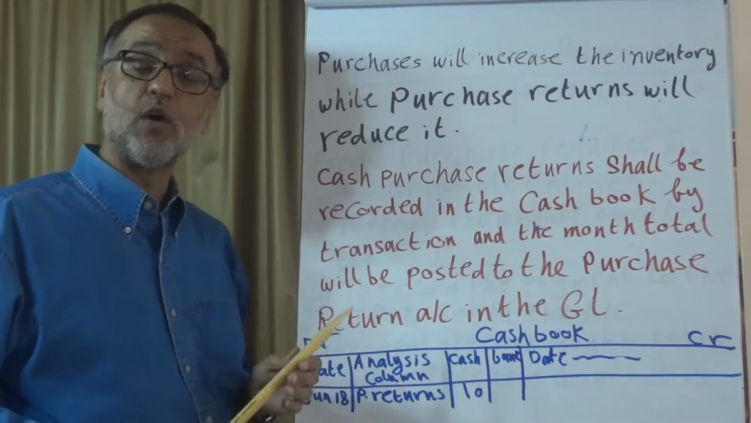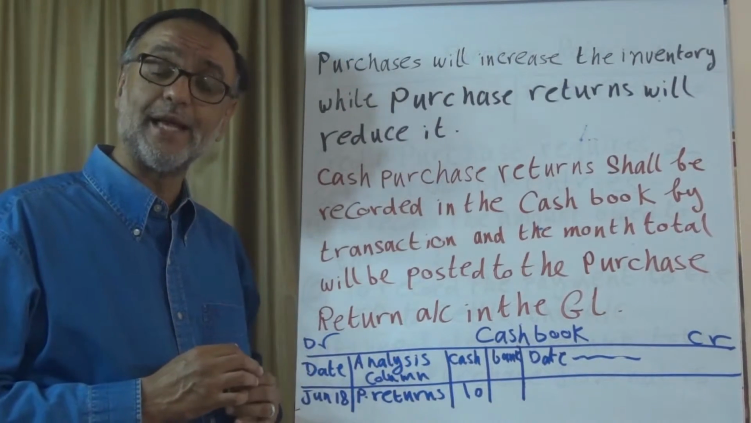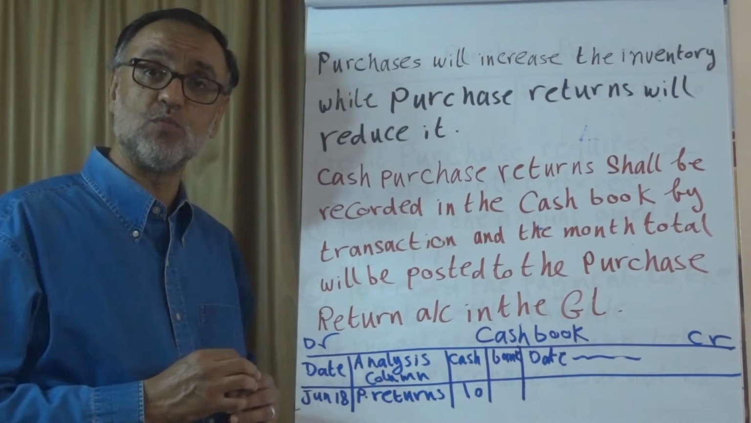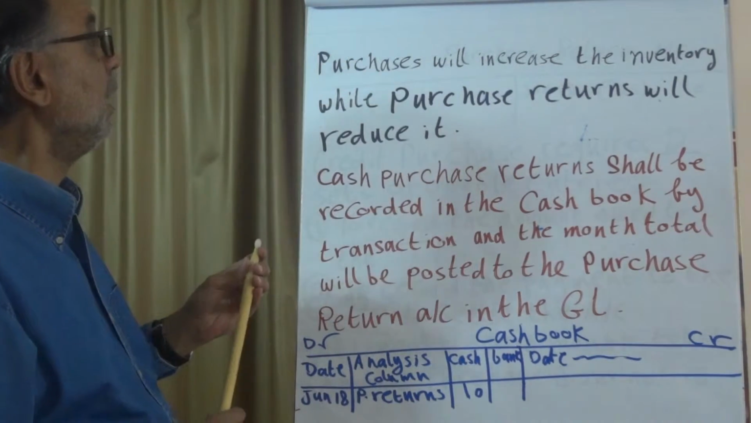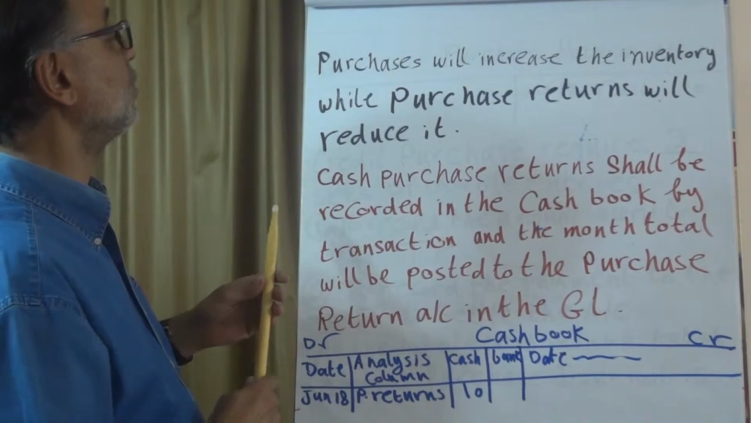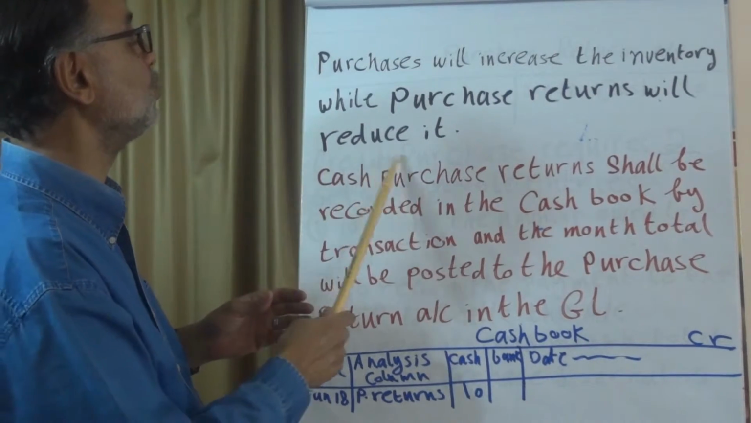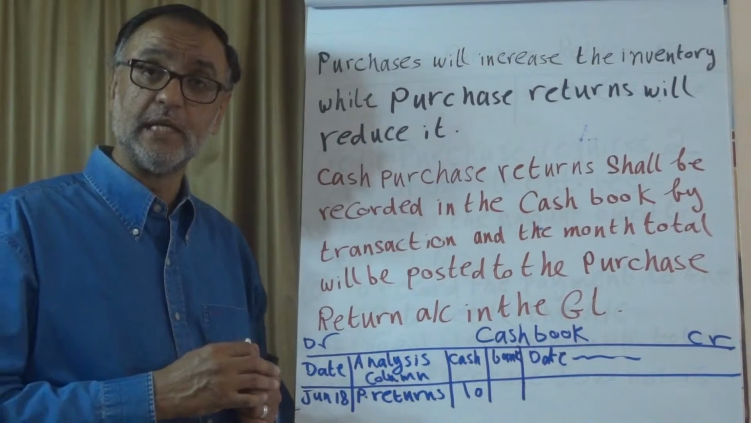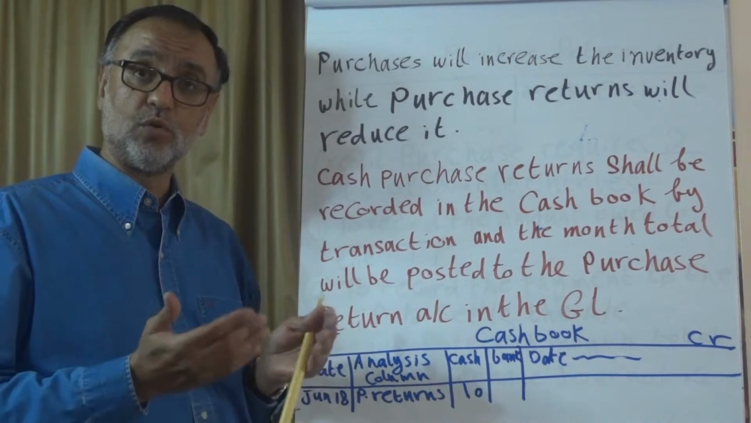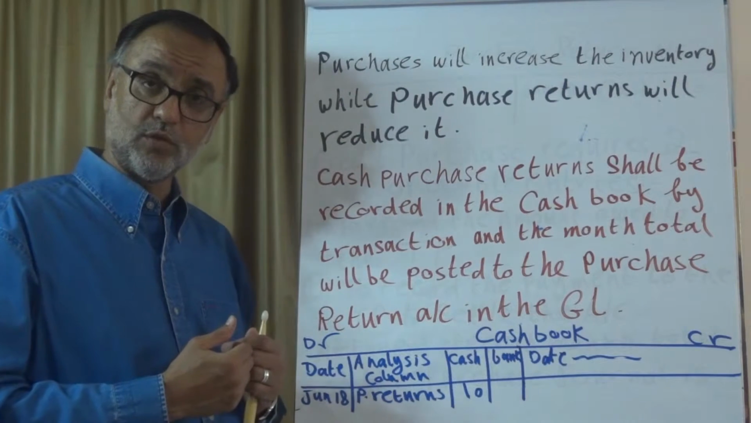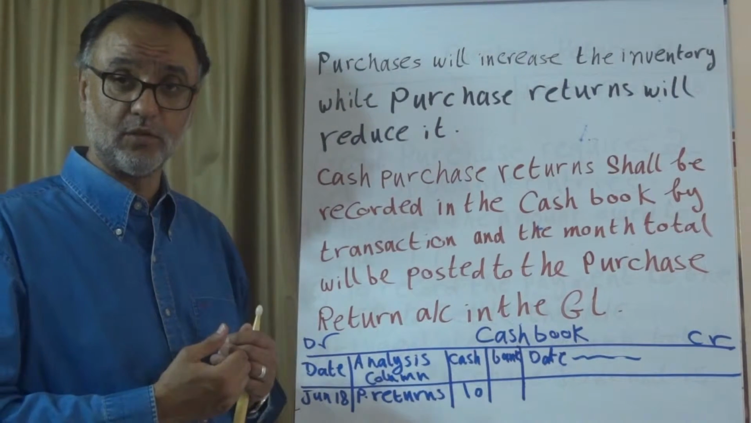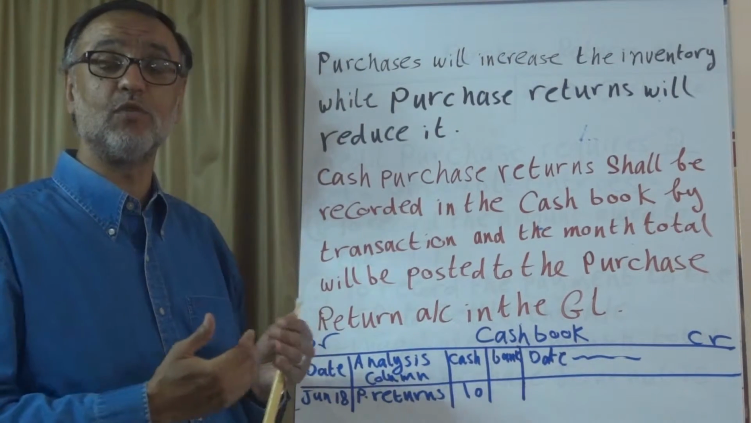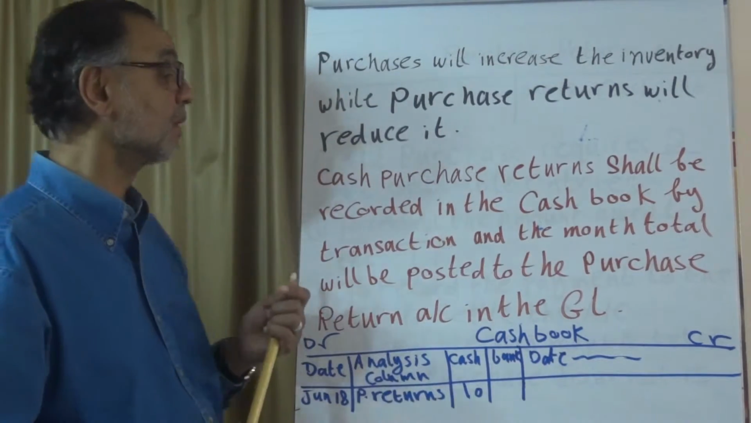If you want to see how much we purchased in cash, look to the analysis column in the cash book. Purchases will increase the inventory while purchase returns will reduce it. We know that we buy goods to be sold. If you bought goods, you are increasing your inventory. Purchases increase inventory. Purchase returns are taken out from inventory, which reduces it.